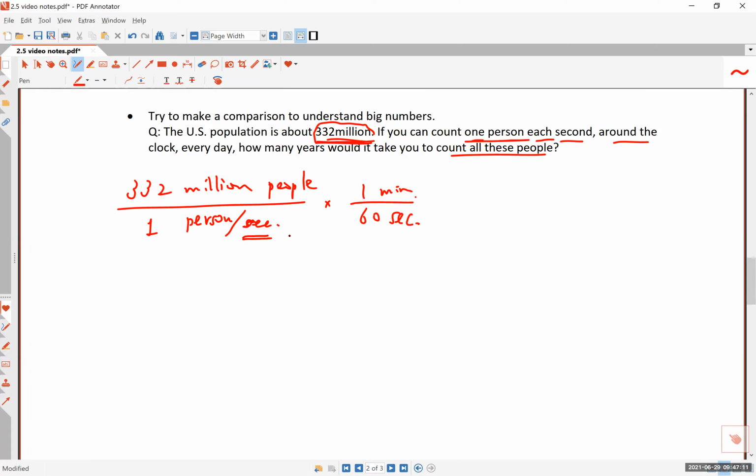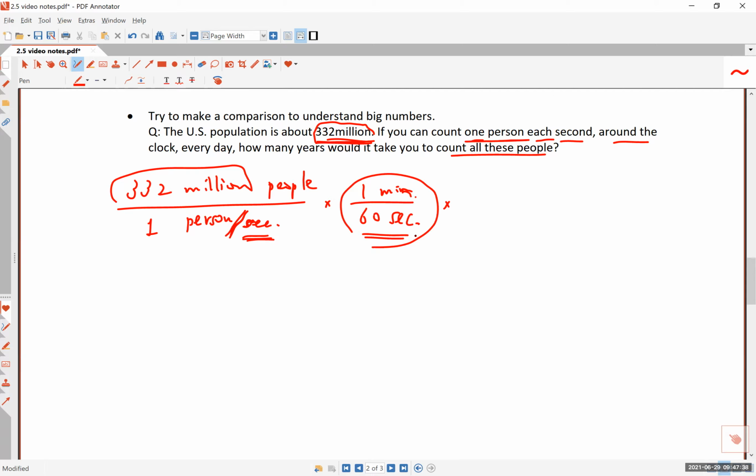The second is in the denominator of the denominator, so I want to cancel this. And besides, we want the number to be smaller, so you know you have to divide this very large number by numbers that are rather large. So 1 minute over 60 seconds. Remember, this represents 1. And so we get to divide by 60. And this will tell us how many minutes it will take to count these many people.